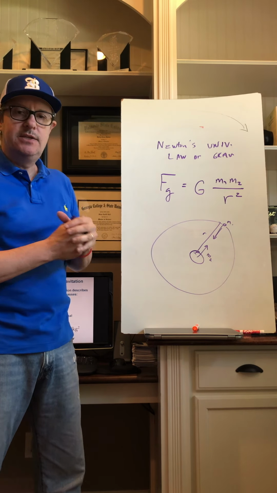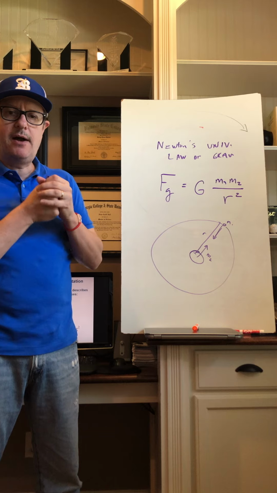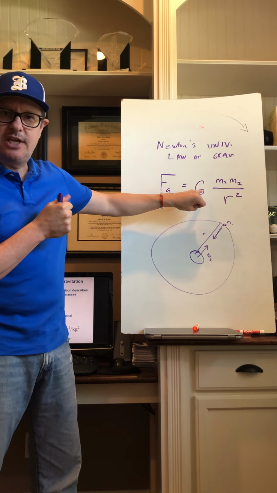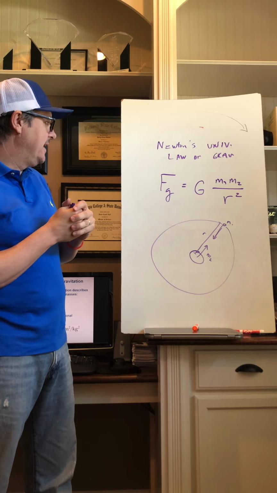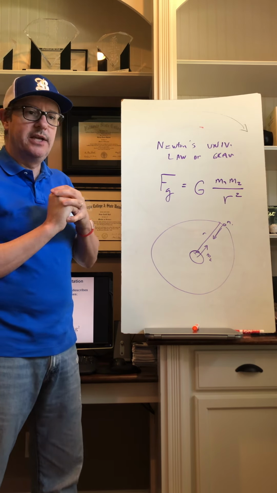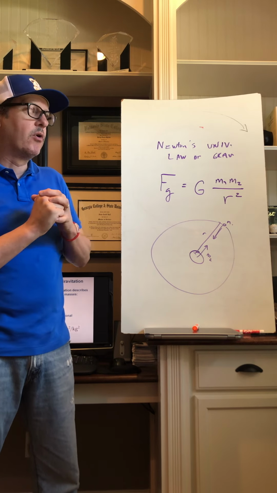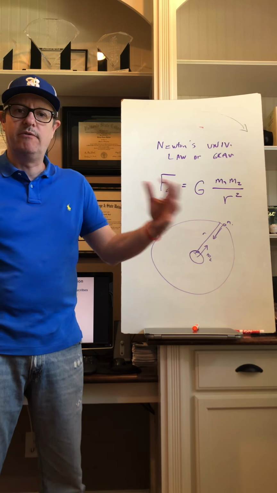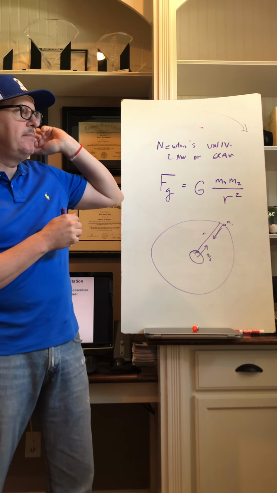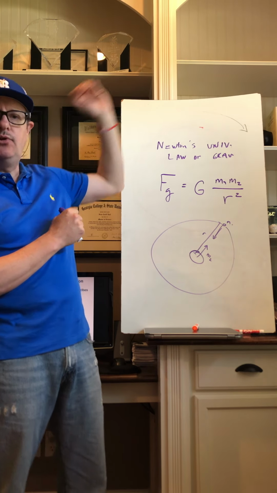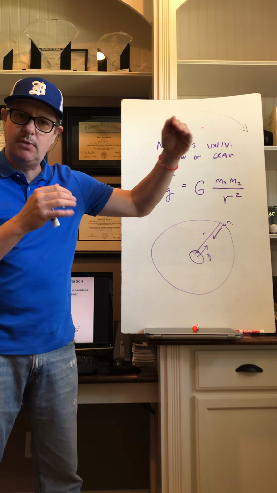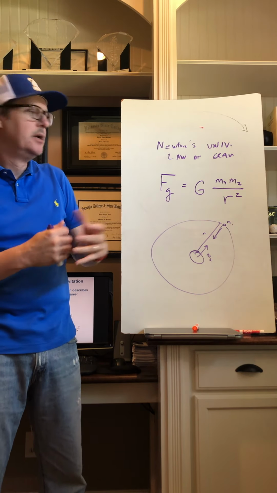Big G is something that Isaac Newton figured out. It's called the universal gravitational constant. It is a number that basically makes this formula work. It's a constant for any two objects in the universe. You can predict where a planet may be in our universe somewhere based on the motion or the change in motion of objects around it.